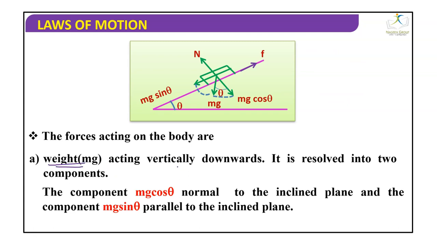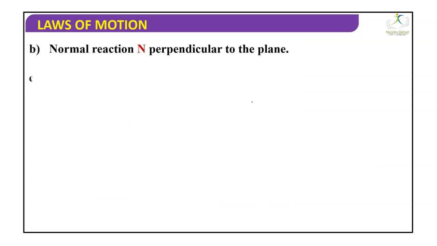So the weight acting vertically downward resolves into two components. The first component is normal to the inclined plane and the next one is parallel to the inclined plane. The parallel component will be mg sin theta, and the perpendicular component will be mg cos theta.